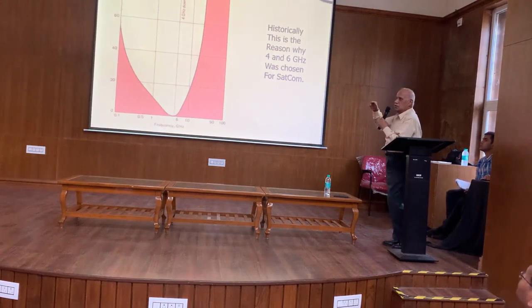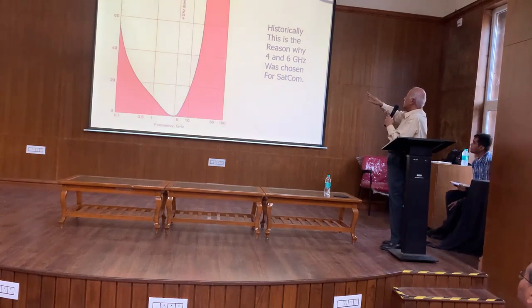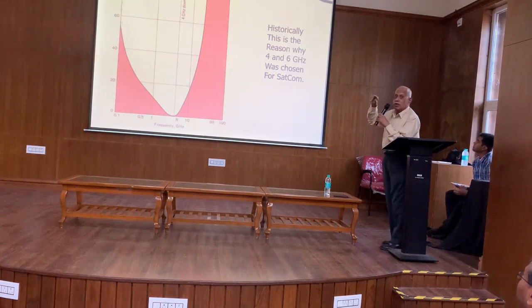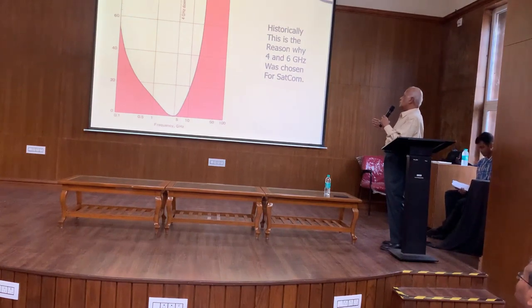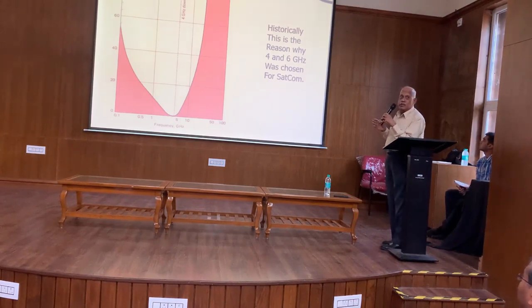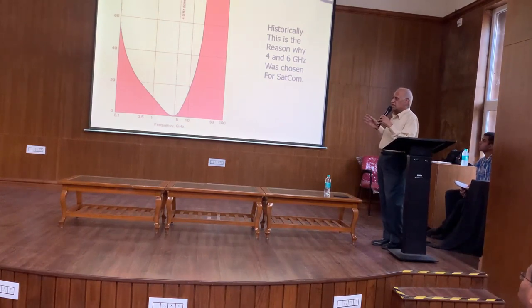So this is a graph which combines all effects, and this is the graph historically which has been used to select, in the formative days of satellite communication, the frequency bands to be used. This shows somewhere between 4 gigahertz to 6 gigahertz, or you can even lower it to 2 gigahertz to 6 gigahertz, the losses are the lowest, and that's why in those days 4 and 6 gigahertz were used. They corresponded to the standard C band frequencies, and that was the standard with which satellite communication started. But technology has changed to take care of all these attenuation factors at higher frequencies.